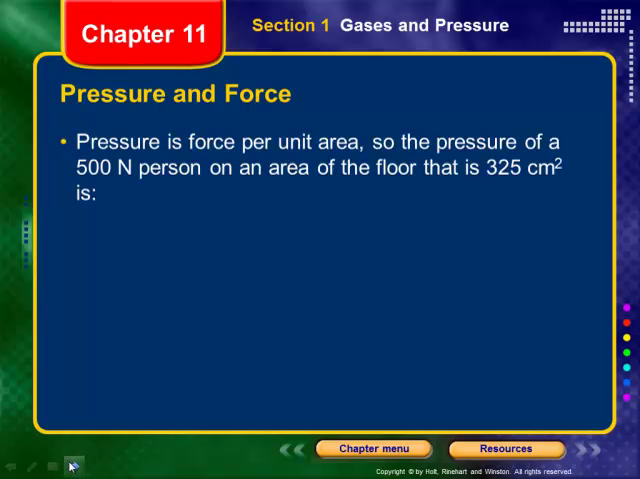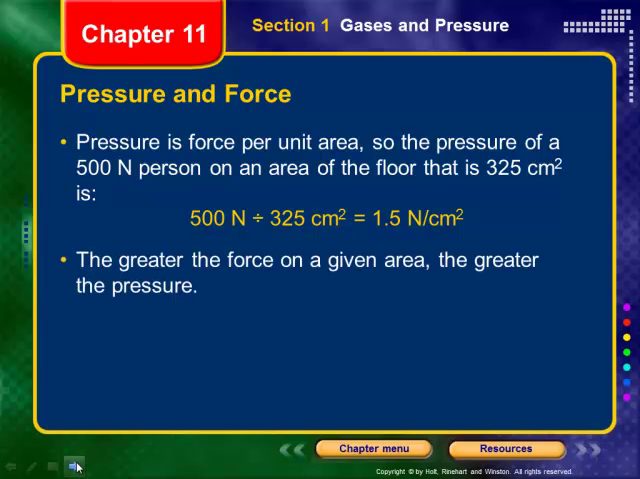So if that person is standing on the floor and the part of their feet that is in contact with the floor has an area of 325 square centimeters, the pressure would be 500 newtons divided by 325 square centimeters, which is 1.5 newtons per square centimeter. The greater the force on a given area, the greater the pressure.